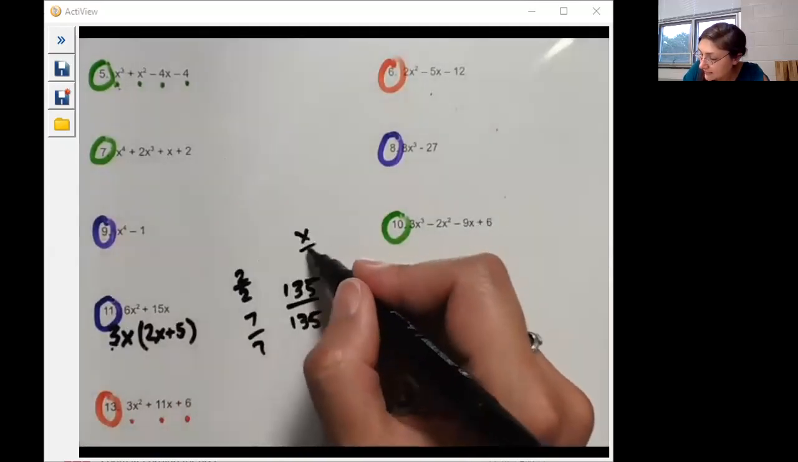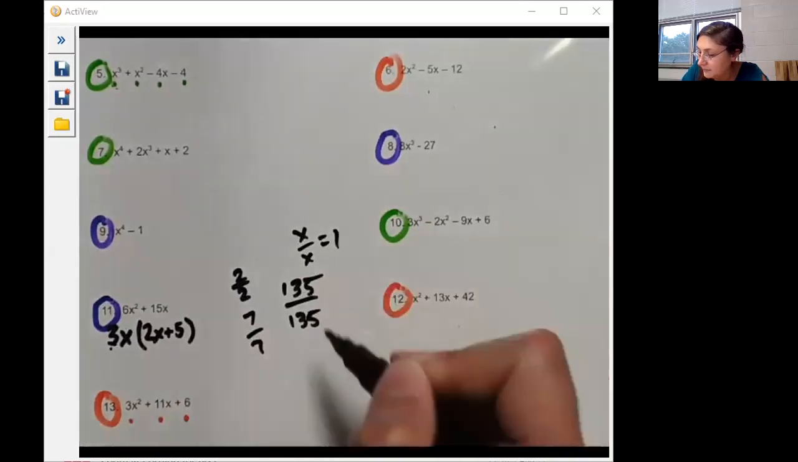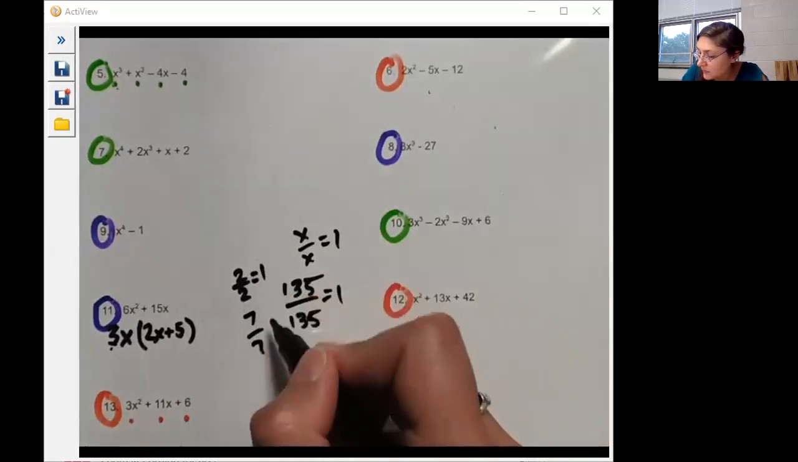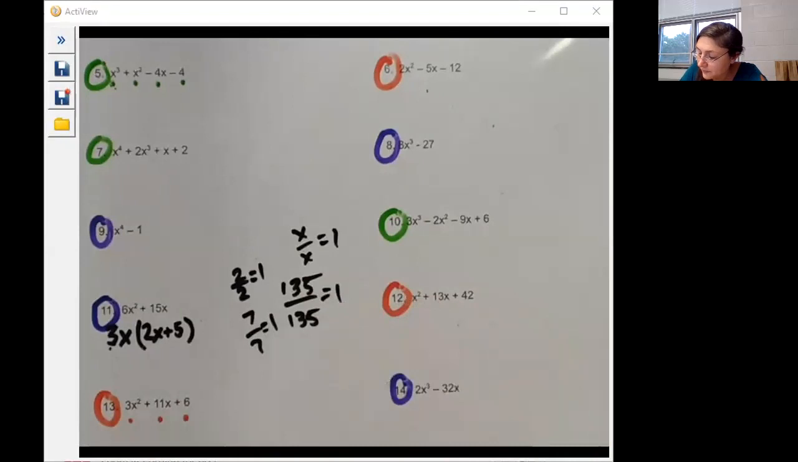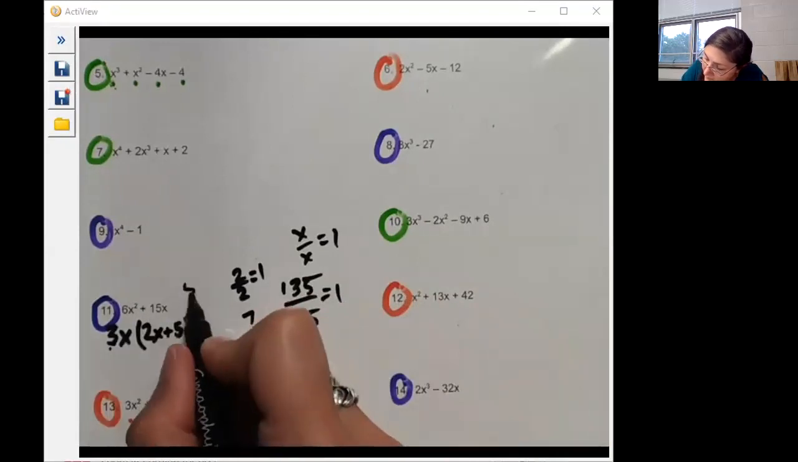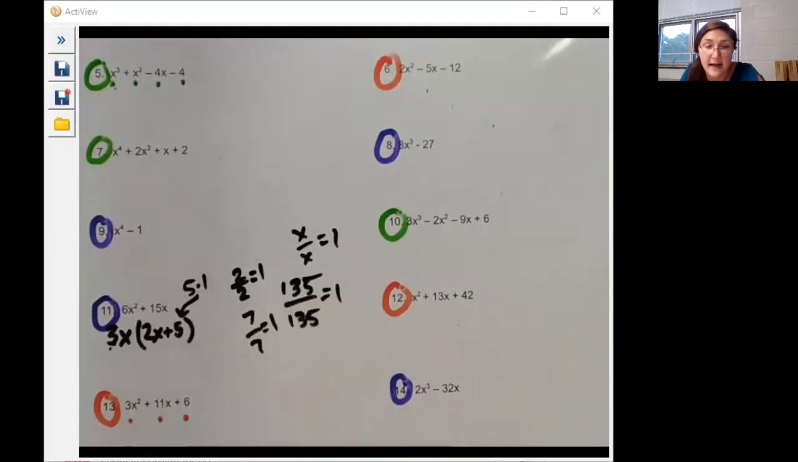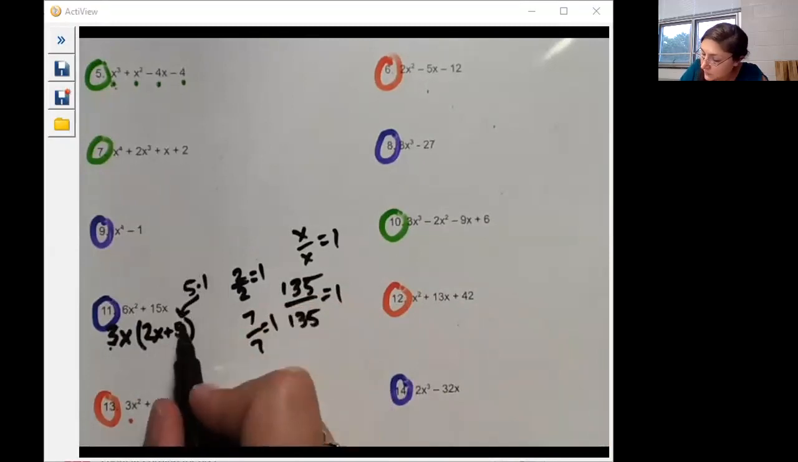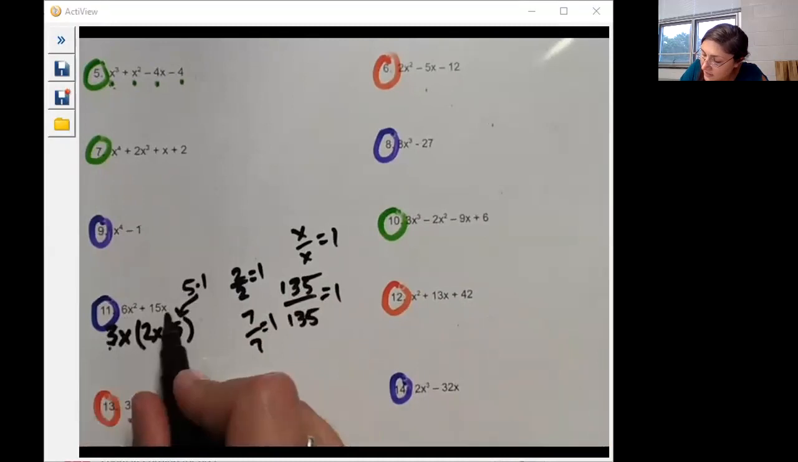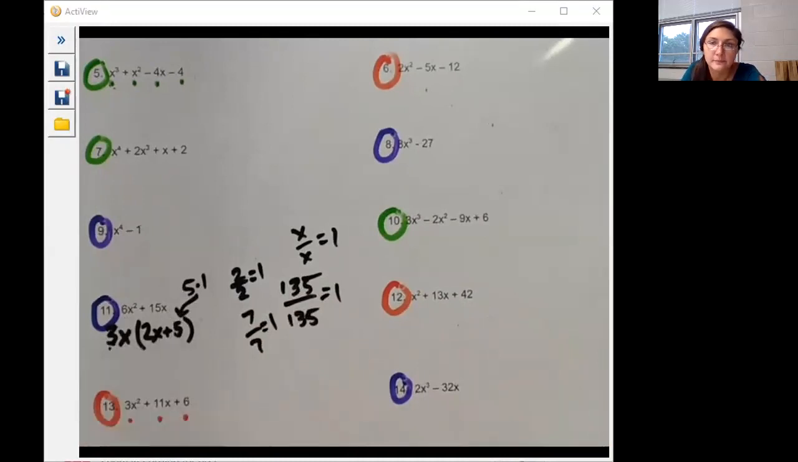X divided by x is 1, just like all of these others would simplify to 1. So I would technically have 5 times 1 there at the end, but that's just 5. So this would be problem 11 with that GCF factored out.